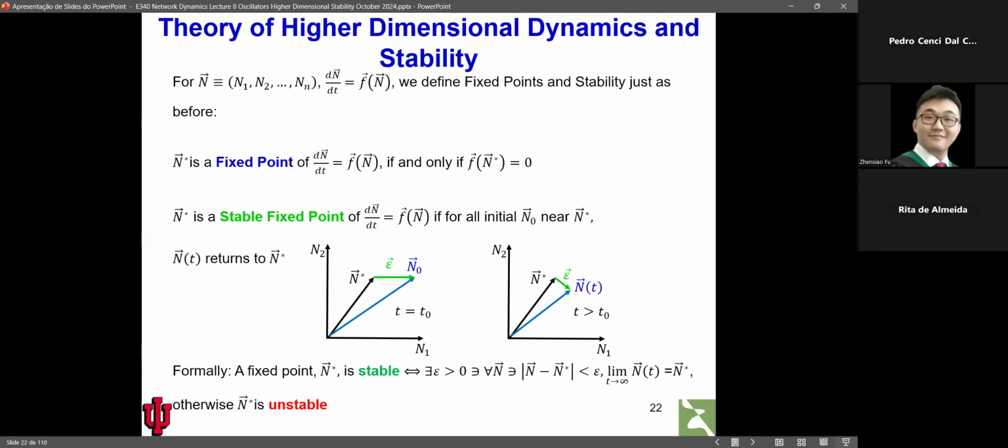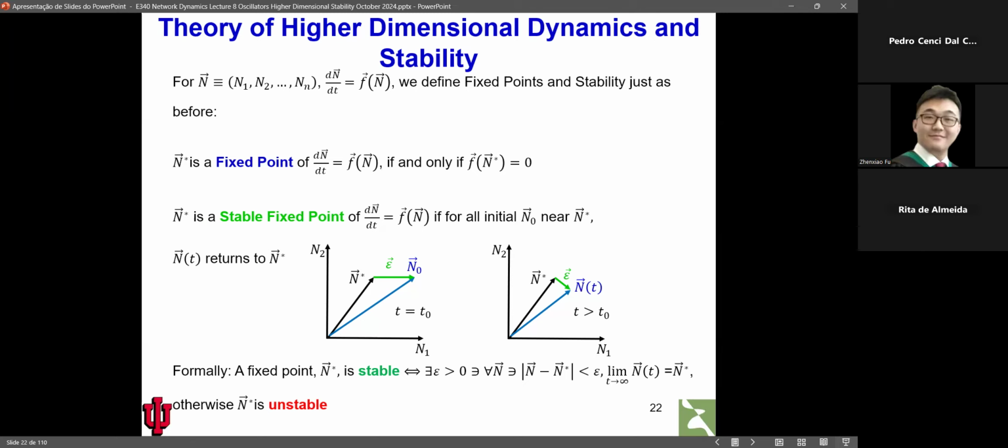If for any initial n not near n star, then n(t) returns to n star. So what you want is an attraction. You are going to have some points surrounding n star. And if you begin from any point in this neighborhood, then the evolution is going to bring the system towards the fixed point n star. Then you say it's stable.